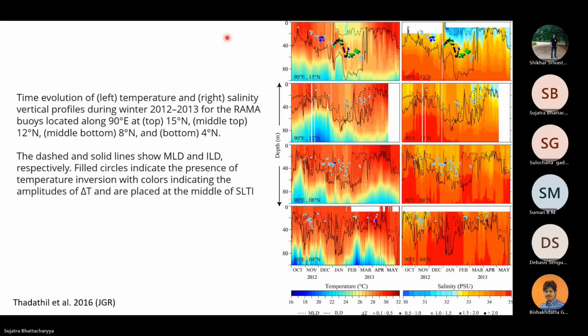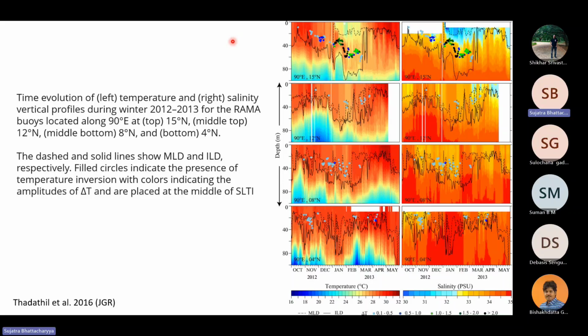So now here, this paper, Thadathil et al. 2016, they have taken 4 RAMA buoys at 4° north, 8° north, 12 and 15 degrees north, and they have tracked the inversion layer for each of these locations to provide a spatiotemporal analysis of when and how strong the inversion is there.